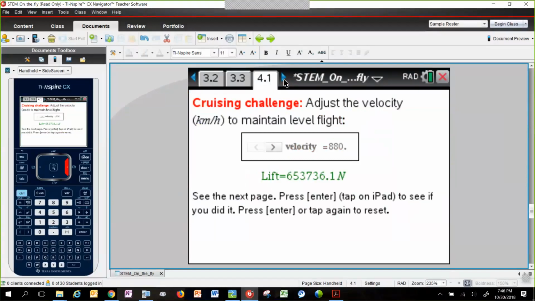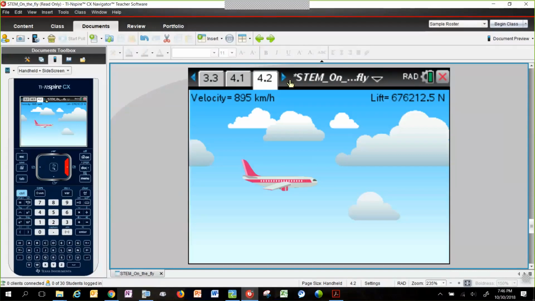Finally, in the lesson itself, there's a cruising challenge. We won't demo it, but it's the exact same scenario. Students set a velocity, and then they try to fly the airplane and keep it in the air based upon that same concept. You want to get it just above or right at the 700,000 newtons, which is still mind-boggling to me, thinking about how large that particular number happens to be for flying an airplane. It's just crazy.